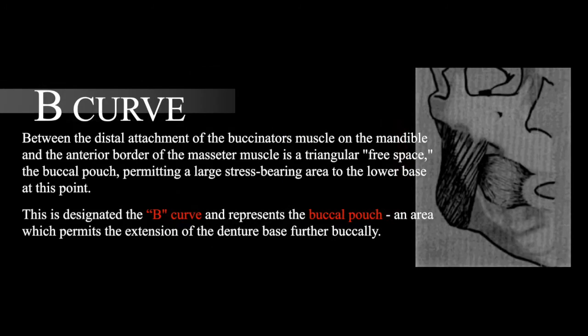The next outline is called the B curve. Between the distal attachment of the buccinator muscle on the mandible and the anterior border of the masseter muscle is a triangular free space, the buccal pouch, permitting a large stress-bearing area to the lower base at this point, quite commonly known as the buccal shelf. This is to designate the B curve and represent the buccal pouch, an area which permits the extension of the denture base further buccally.